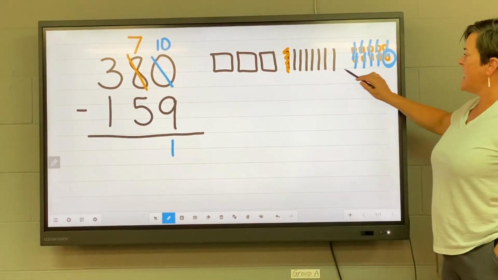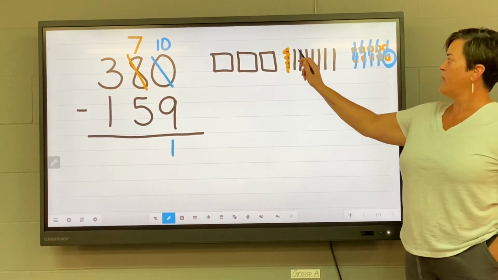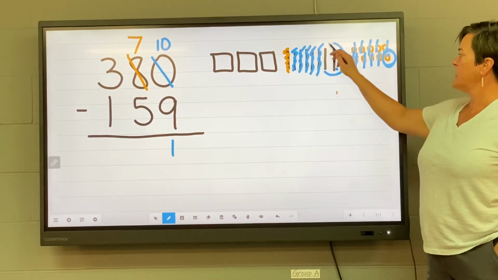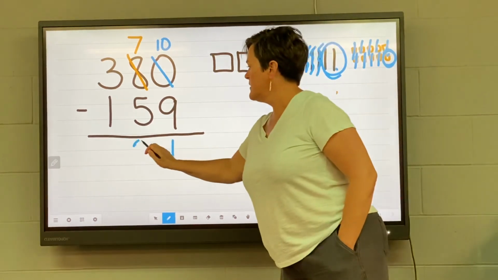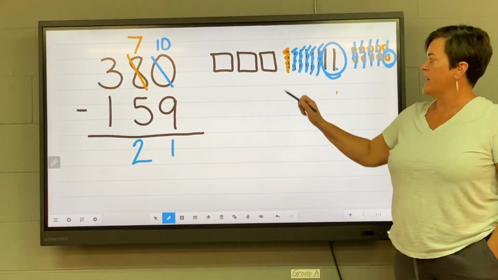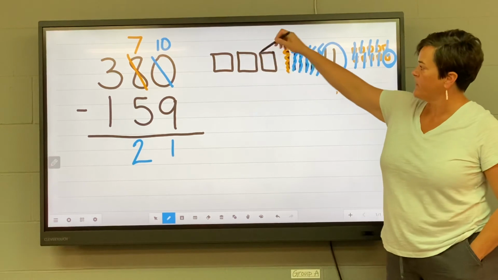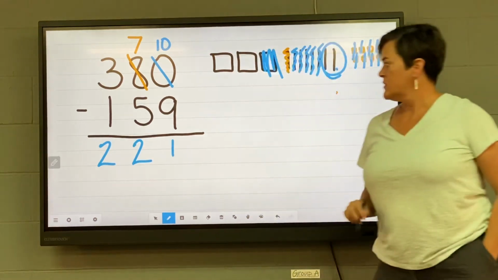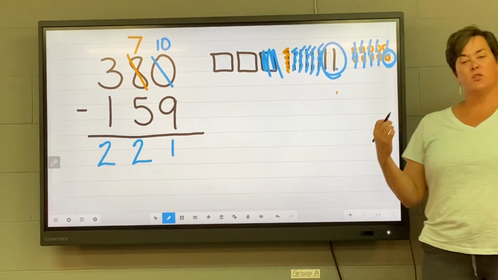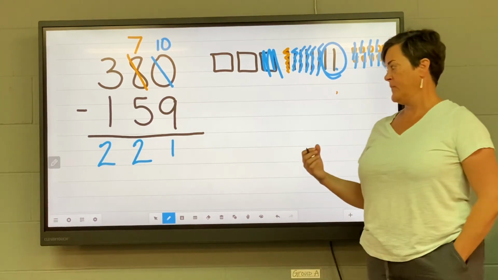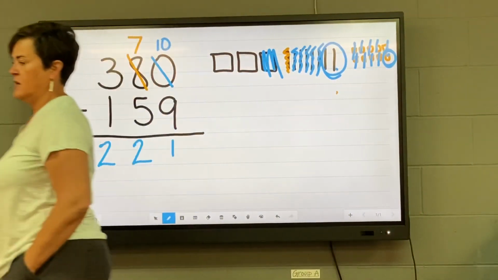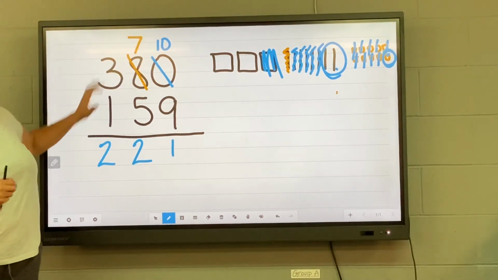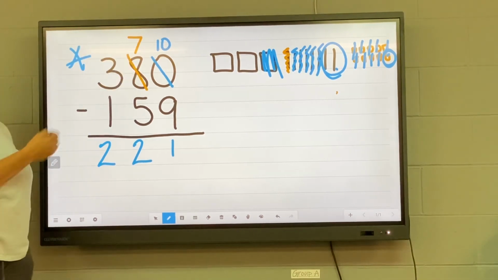We have 7 tens right now. We're going to take 5 away. 3, 4, 5. How many do we have left? 2. And we have 300s, but we're subtracting how many? 1. How many do we have left? 2. So our difference in that problem is 221. How many of you are starting to feel a little bit more comfortable with standard? This is standard algorithm.